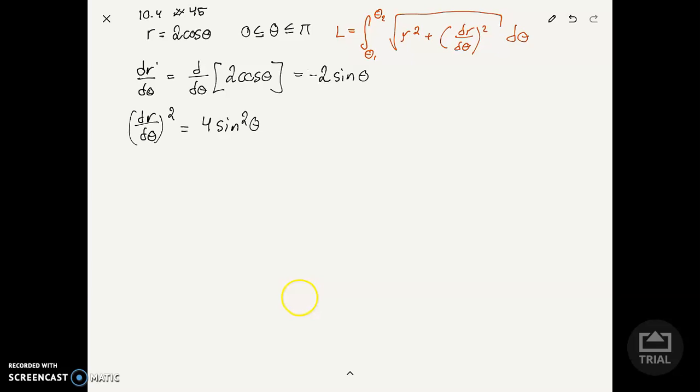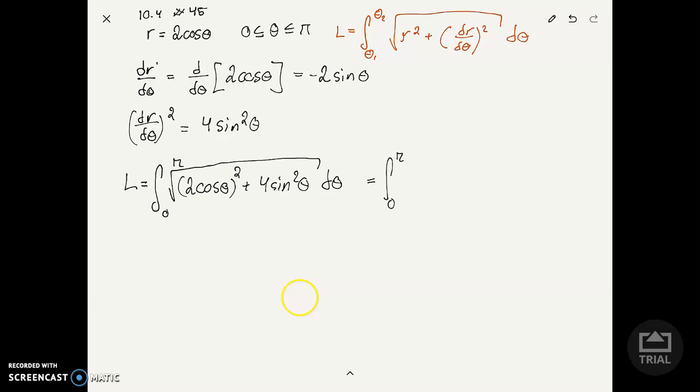Okay. Just plugging it into the formula, we're going from 0 to pi. R squared, well, that's 2 cosine theta, the quantity squared, plus 4 sine squared theta from the dr d theta squared, and the root of all that, d theta. Well, luckily enough, this works out pretty nicely.